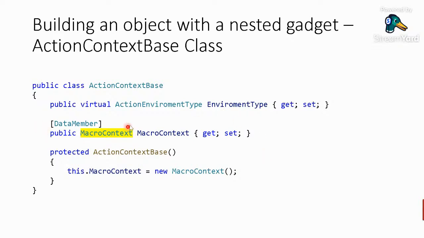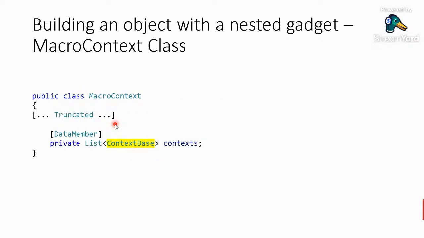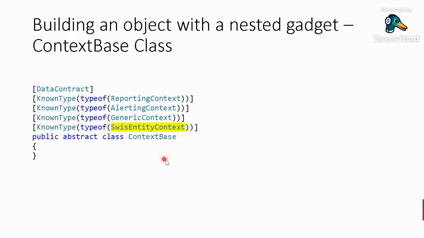So we see a member here that's of type MacroContext. Let's dig a little deeper. MacroContext also has a member there that's a list of ContextBase. Dig a bit deeper. ContextBase. Okay, here, if you're familiar with inheritance, you'll notice that it's an abstract class, meaning that it doesn't implement the functions itself, but any of these above classes are implementations of ContextBase. So we can use any one of these.